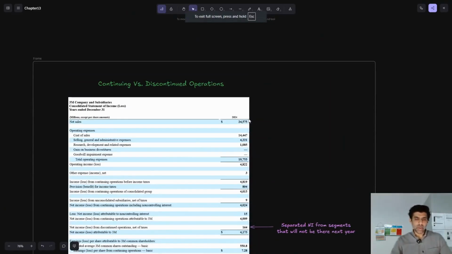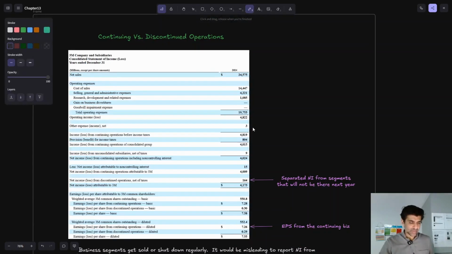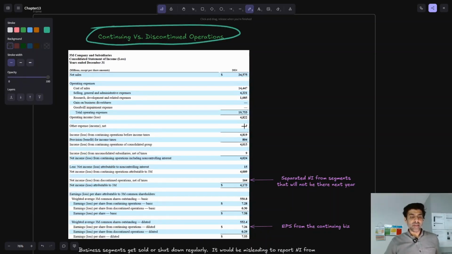Okay, so there's a couple of miscellaneous topics that the chapter has us go over. One item is continuing versus discontinued operations. Businesses are constantly changing. They have many different business lines, and sometimes the business will either sell part of its business, some segment, or it will just shut it down.